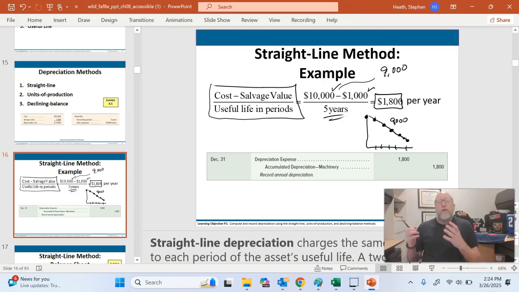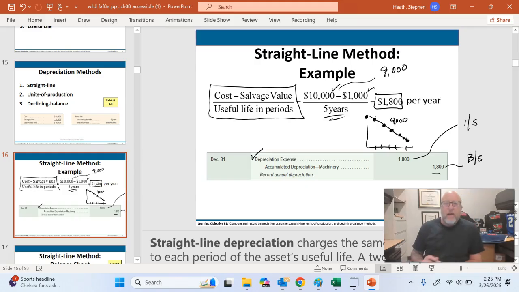The journal entry to record each year's depreciation expense is going to be, again, depreciation expense. That is the amount by which we depreciated this particular asset in this period, and that goes off to the income statement. And then accumulated depreciation, that is all of the depreciation over the asset's useful life. Now what we're saying is we are adding 1,800 to that running total, but we're only adding 1,800 from this year, and that goes off to the balance sheet.